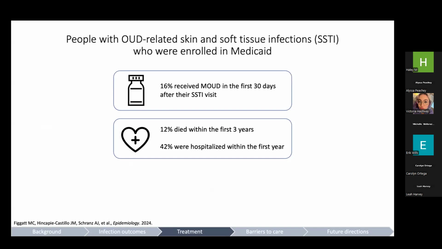And then overall mortality was also high within this population, where 12% died within the first 3 years of follow-up, and nearly half were hospitalized within the first year after their first infection.